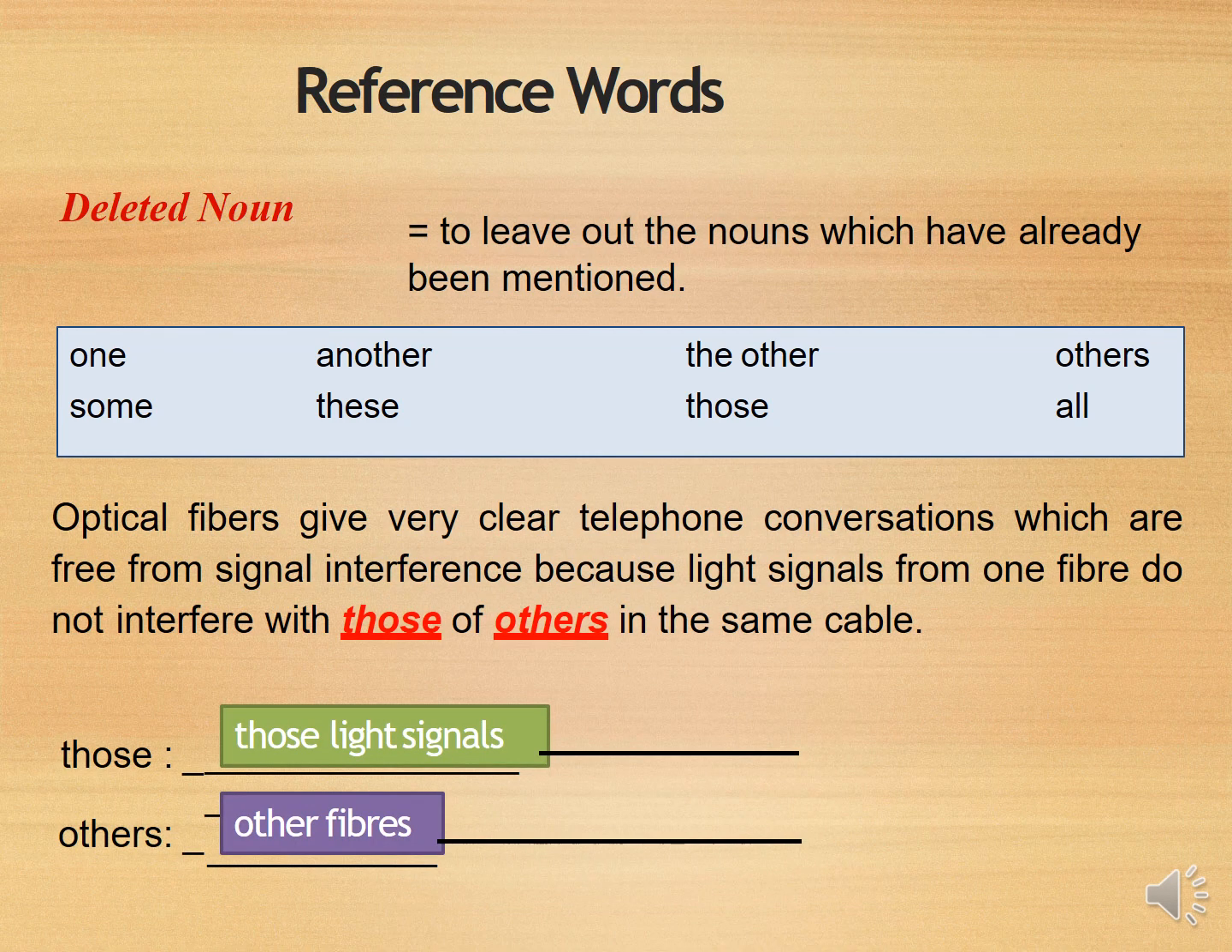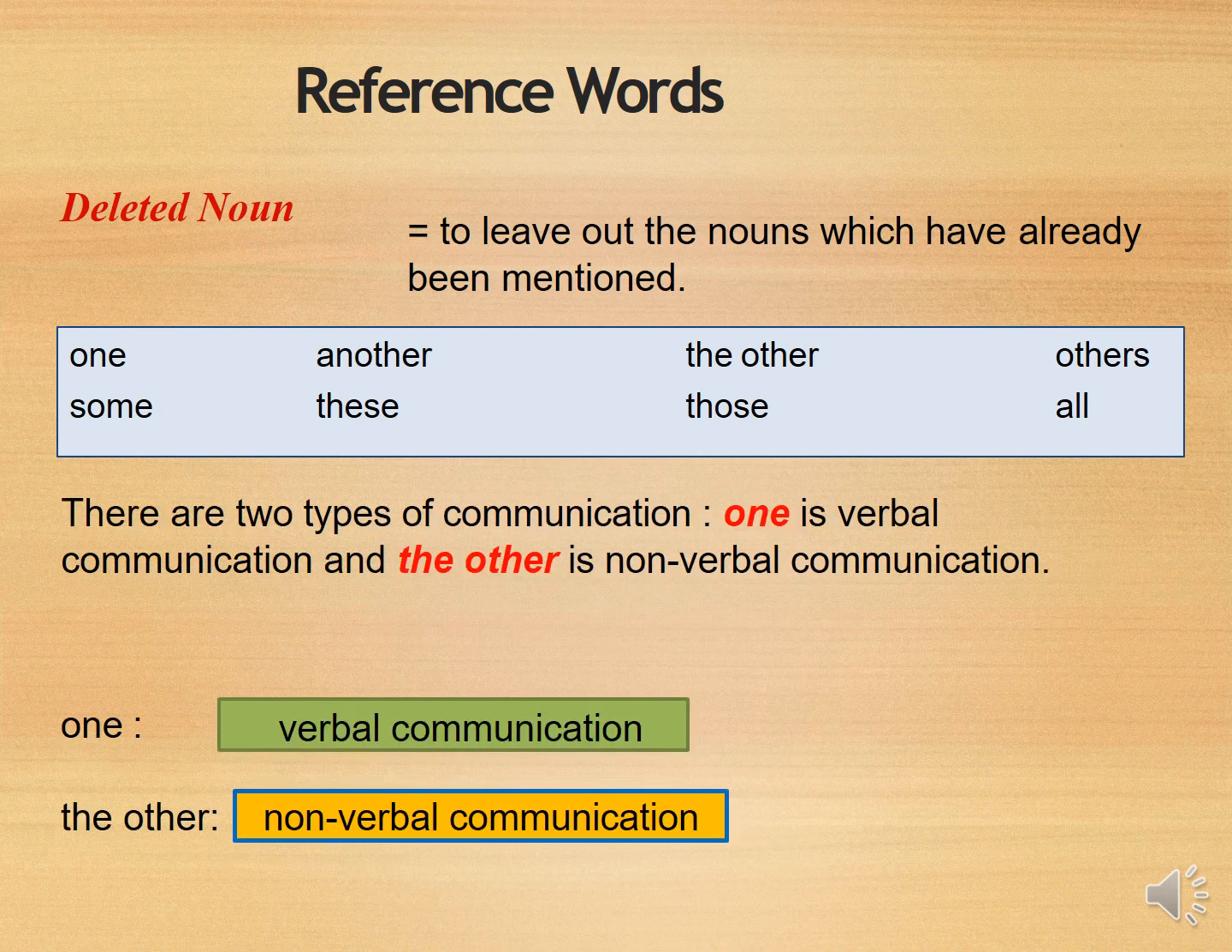Optical fibers give very clear telephone conversations which are free from signal interference because light signals from one fiber do not interfere with those of others. Okay, those here is referring to those light signals of others in the same cable, other fibers. There are two types of communication. One is verbal communication and the other is non-verbal communication. So one is referring to verbal communication, the other is referring to non-verbal communication.